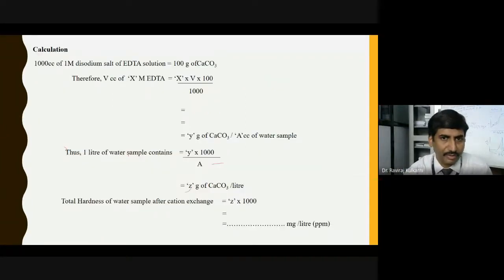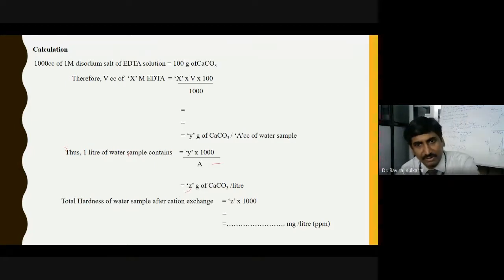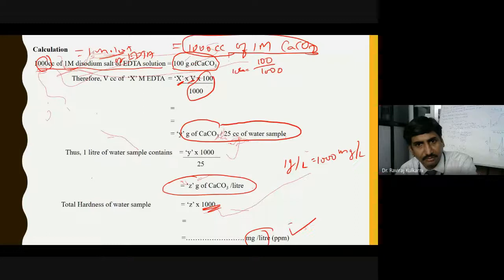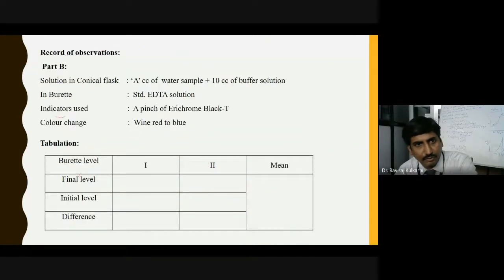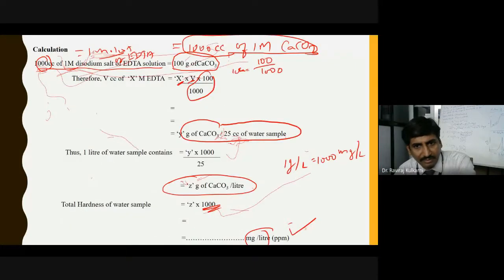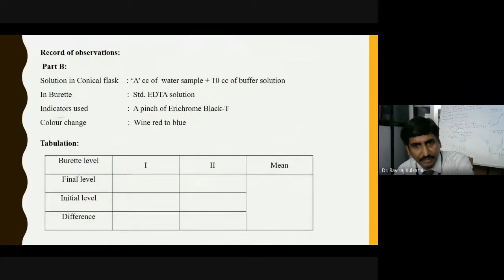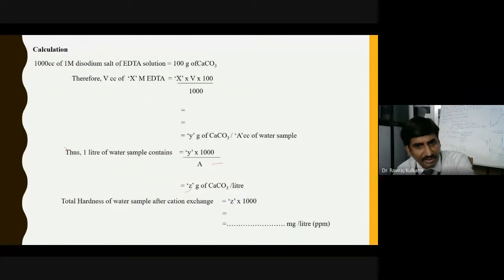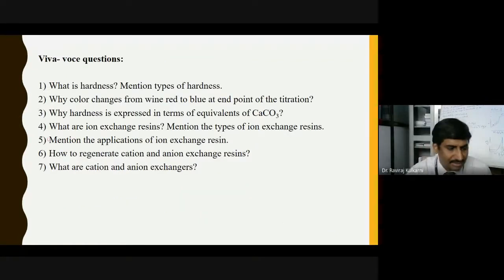Substitute the values. X, what is X? Molarity you have calculated, and V is 4.8 and 4.6 I have given. After the ion exchange process, what is the hardness? Before the ion exchange process, what is the hardness? You calculate those things. Now answer these viva questions.